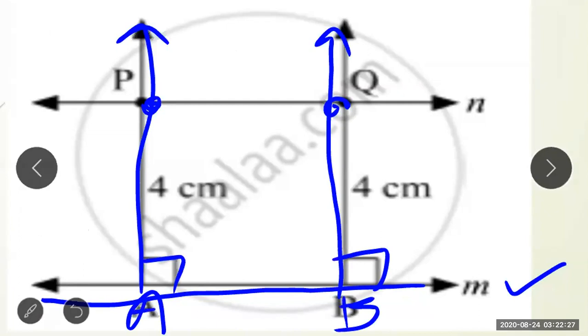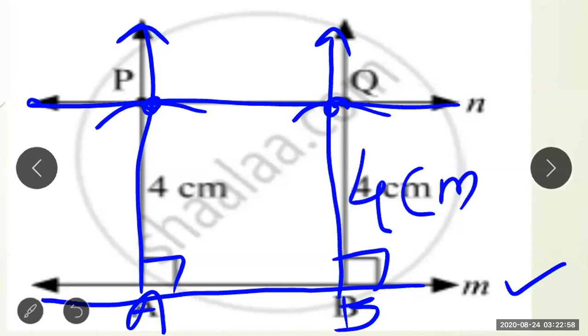See, the next step they told you is to draw a line, that is line N, which is parallel to line M and at a distance of 4 centimeters. You can take the scale or you can take the compass. With the help of the compass, you will take 4 centimeters and mark it here. Then you will draw a line. You will mention how many centimeters you have taken. Here you will write the names also, P and Q.